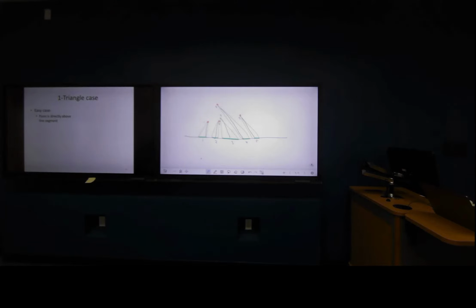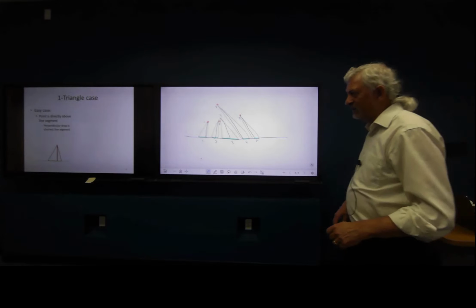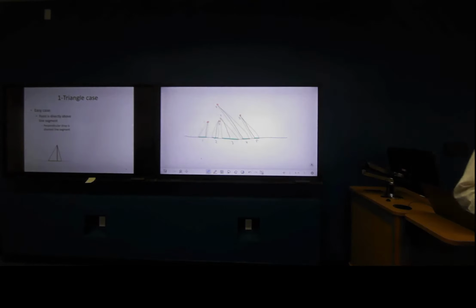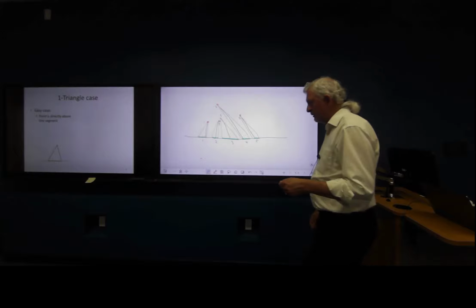So here, what's the problem? Our problem is to connect that point with that line segment, but making sure what? It's as small as possible. And how do you do that? Well, there are actually two cases. One is that the point is directly above the line segment, and the other is if it's not. You can make the line touch anywhere along the line segment.